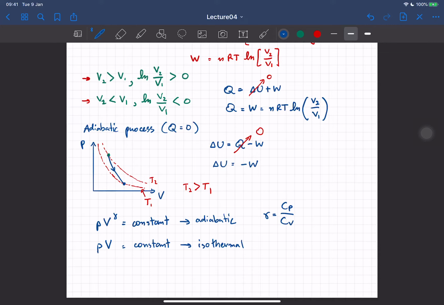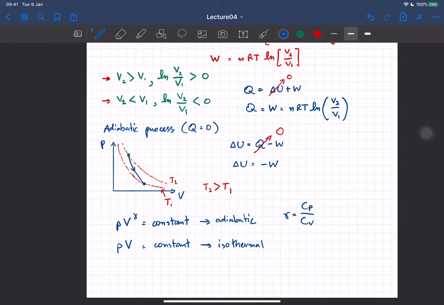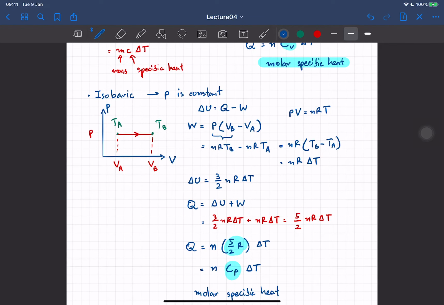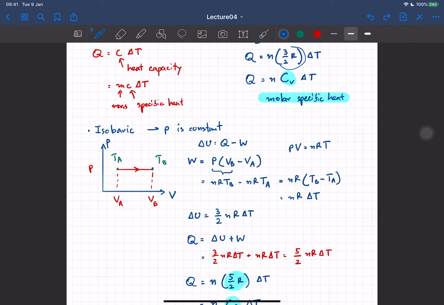So suddenly these two things appear out of nowhere. I apologize for that. It has to come from a formal proof, which I'm not going to do because it's going to take too much time. And what is Cv and Cp? Well, that's exactly what we talked about earlier. Cp is just 5/2 R. Cv is 3/2 R.